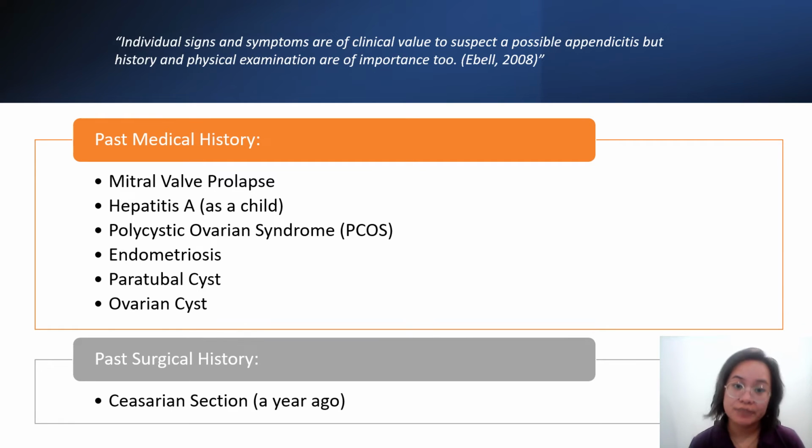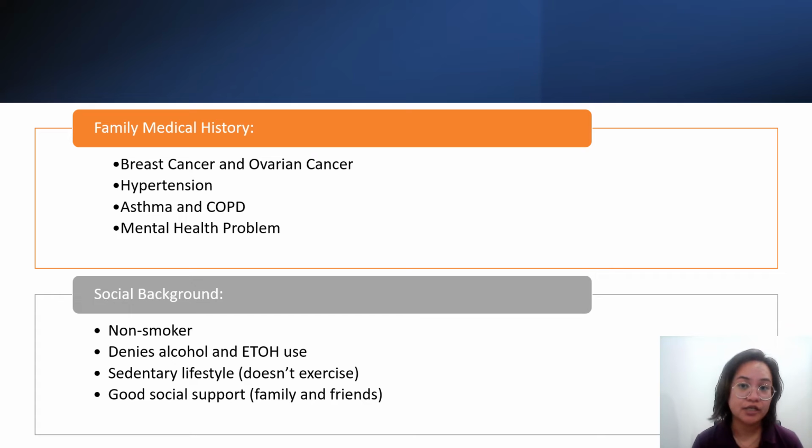So for Dina's past medical history, she has had mitral valve prolapse, hepatitis A as a child, PCOS, endometriosis, paratubal cyst, and ovarian cyst. And she also had a cesarean section a year ago. For her family medical history, on her mom's side, they had hypertension, breast cancer, and ovarian cancer, and on her dad's side, there's a history of asthma, COPD, and mental health problems.